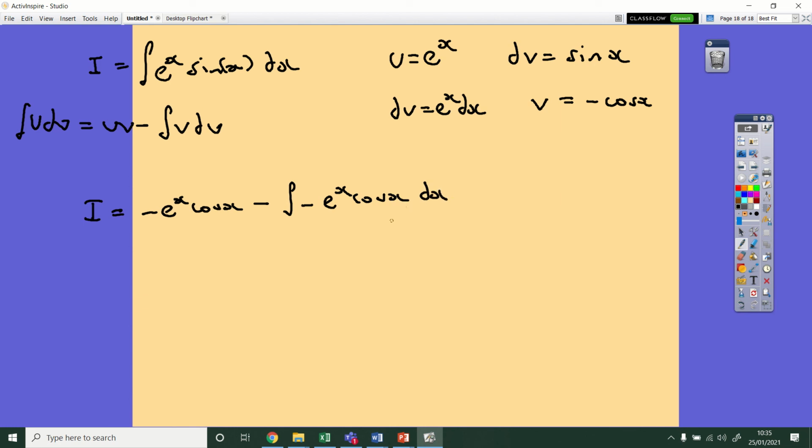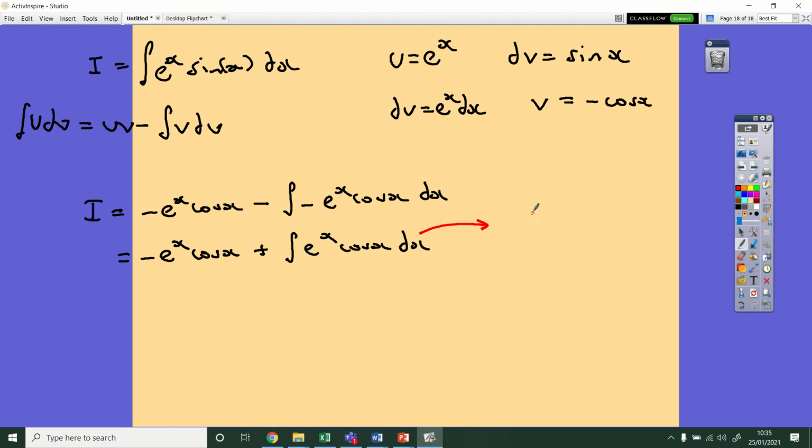Okay, that's step one. Now I'm going to tidy up this double negative here and make it positive. So we're adding the integral of e to the x cos x. But what we've got now is another integration by parts which looks similar to this one but isn't quite the same. So let's see what we can do with this other integration by parts. It's looking a little bit futile now because we're in no better position than what we were before. But let's see what happens after the next step.